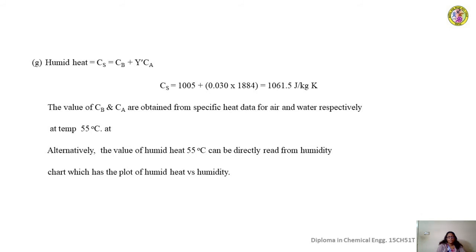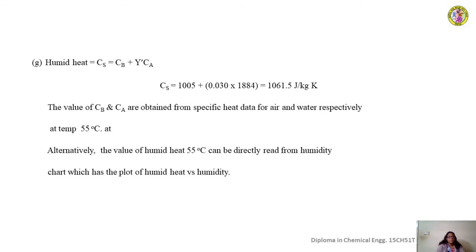Let us now find out the other characteristic, that is humid heat. You know the formula for humid heat: Cs is equal to Cp plus Y dash Ca. Cp and Ca represent the heat capacity of air and water respectively at the given temperature of 55 degrees centigrade. These two values can be obtained from the specific heat data for the respective substances. Then substitute those values and the value of Y dash, and you will get the humid heat.